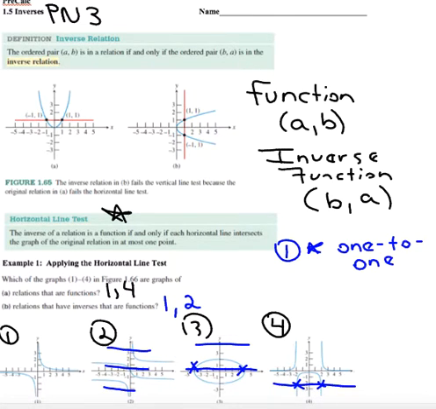So again, number 3 and number 4, while number 4 was originally a function, its inverse would not be a function. So that is how, without doing any other work, you can decide whether or not a relation or a graph has an inverse that's a function or not a function.